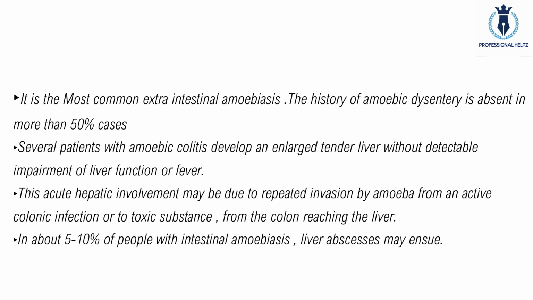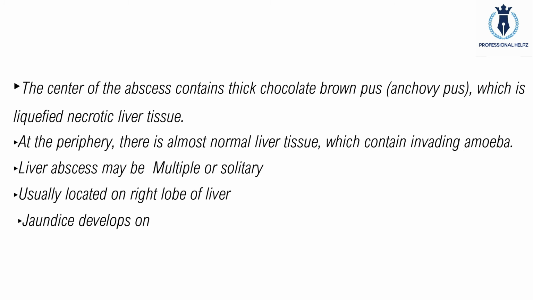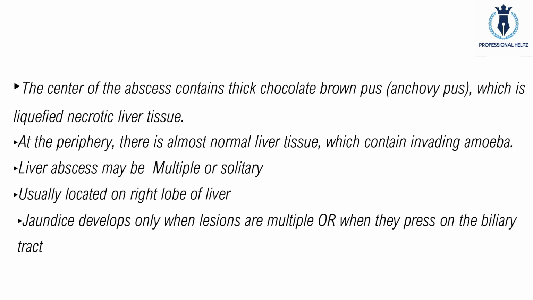In about 5 to 10% of people with intestinal amoebiasis, liver abscess may ensue. The center of the abscess contains thick chocolate brown pus, anchovy pus, which is liquefied necrotic liver tissue. At the periphery, there is almost normal liver tissue which contains invading amoeba. Liver abscess may be multiple or solitary.